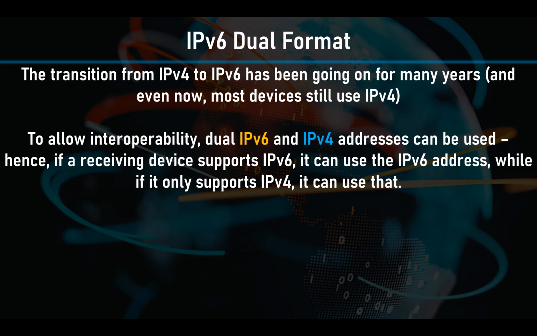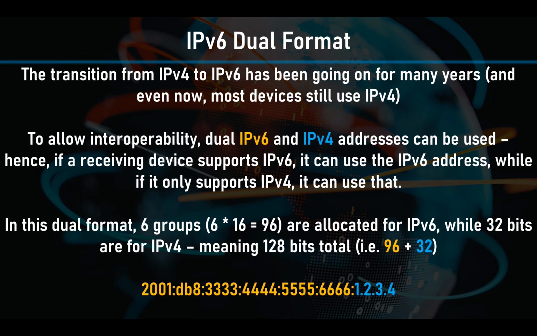So there's also a dual format. The reason for that is that the transition to IP version 6 has been slow. I think it started maybe 15 years ago, maybe even more. However, most people are still using IP version 4. So to allow interoperability, or compatibility, dual IP version 6 and IP version 4 addresses can be used. Hence, if a receiving device supports IP version 6, then it can use the IP version 6 address. While if it's some old hardware, maybe some old router, that only supports IP version 4, then it can use that.